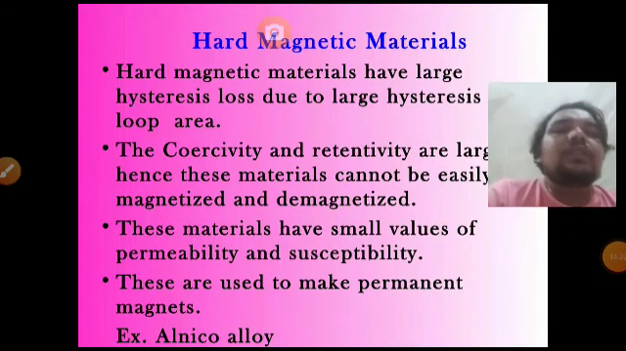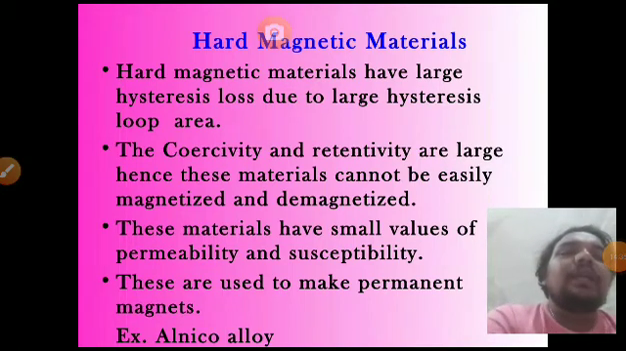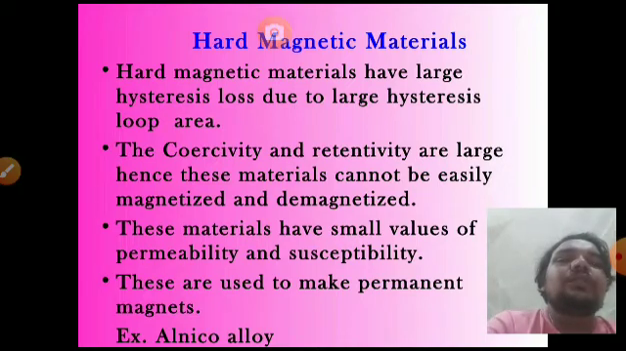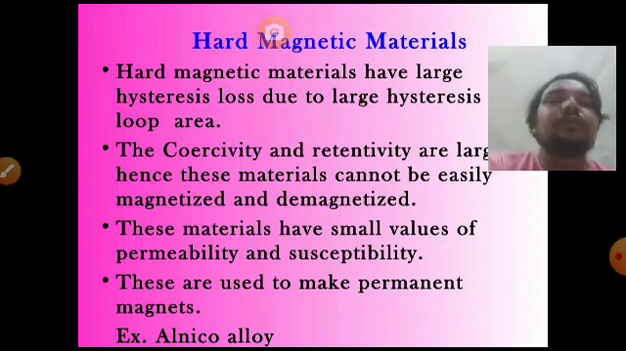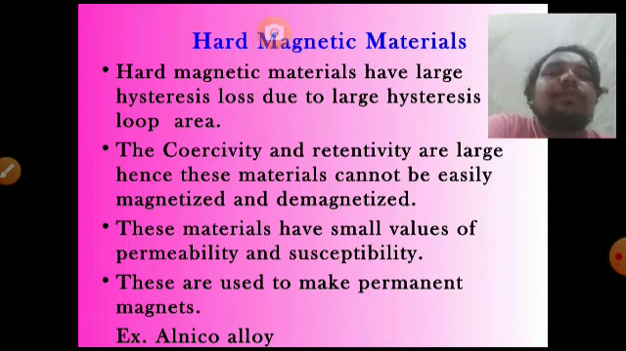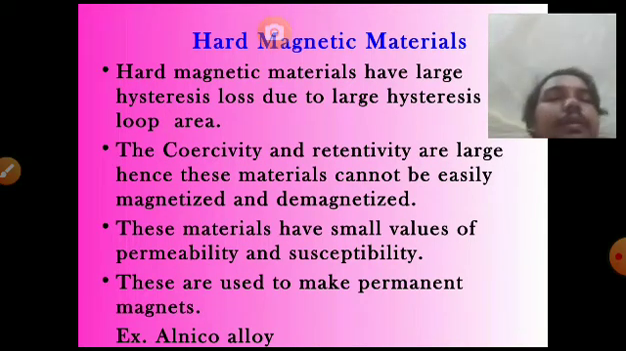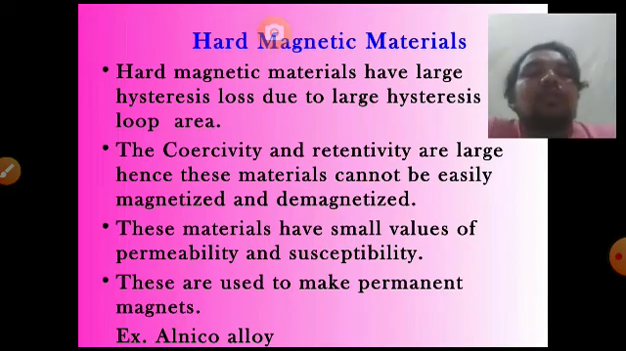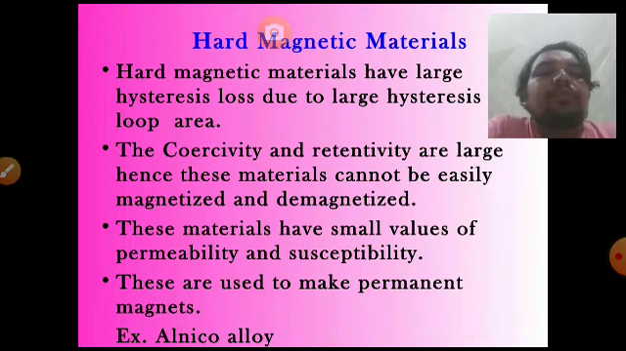Hard magnetic materials. Hard magnetic materials have a large hysteresis loop due to the large hysteresis loop area. The coercivity and retentivity are large, hence these materials cannot be easily magnetized and demagnetized. These materials have small values of permeability and susceptibility.